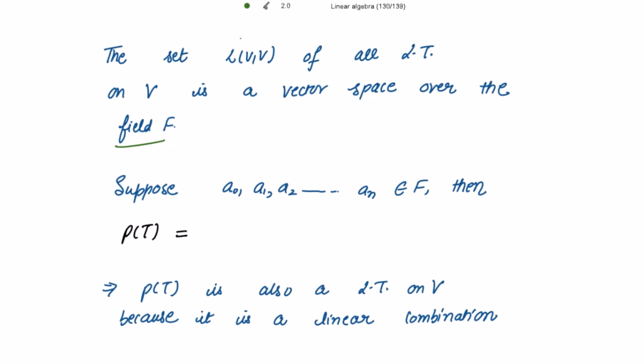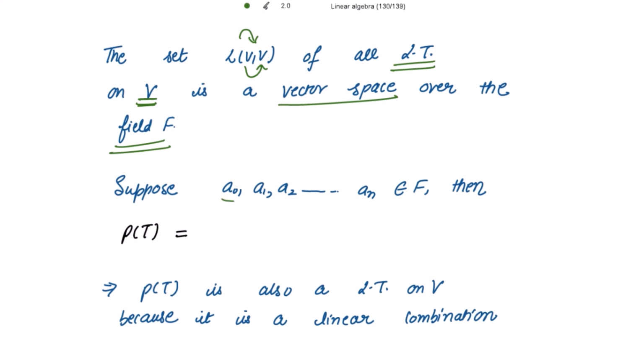When we have a linear transformation from V to the same vector space, we say this to be a linear operator. So T is a linear operator if T is a linear transformation from V into V itself, right? So the set L(V, V) of all the linear transformations on V, which means the linear operators, is a vector space over the field F.